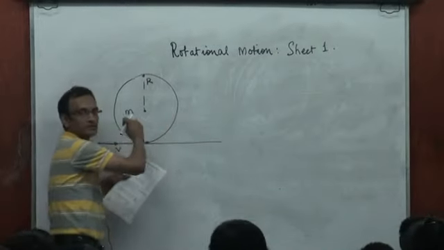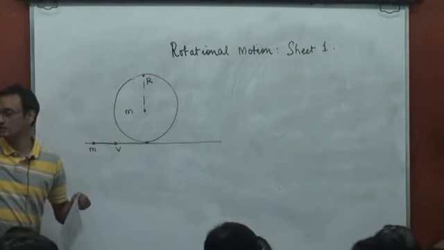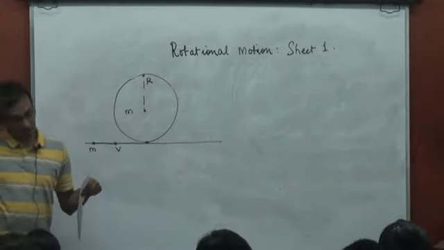Hoop means it's like a ring. Hoop means it's a ring. That means its ICM is m r square.